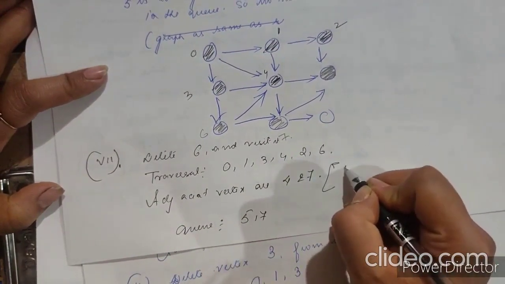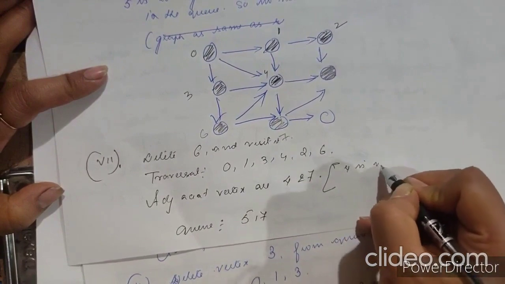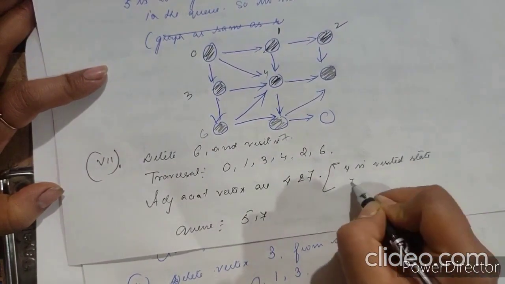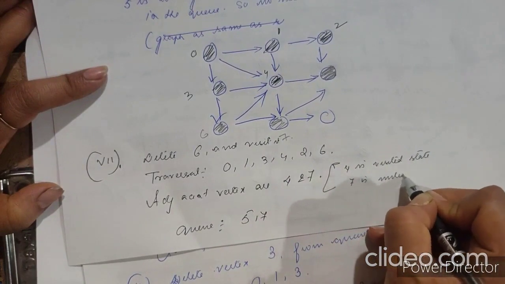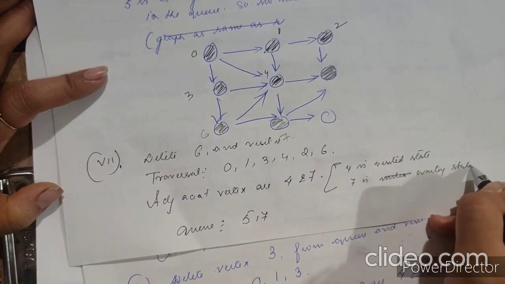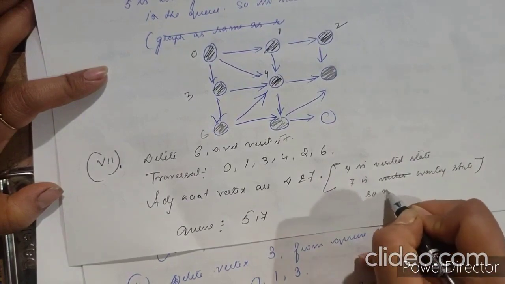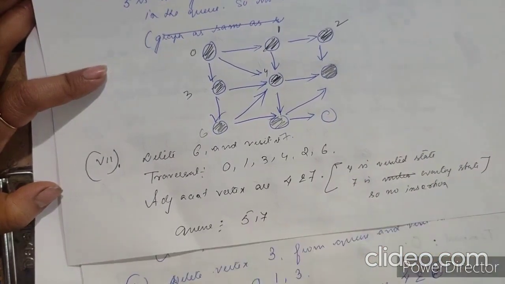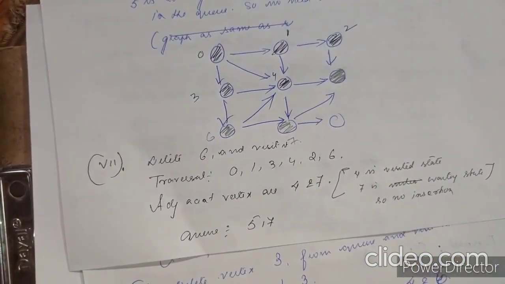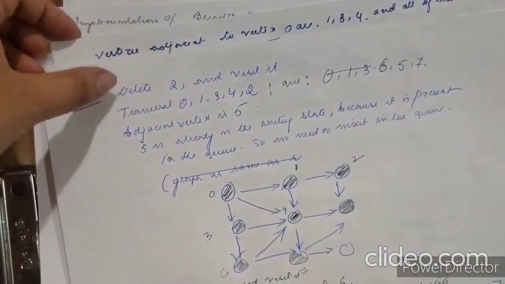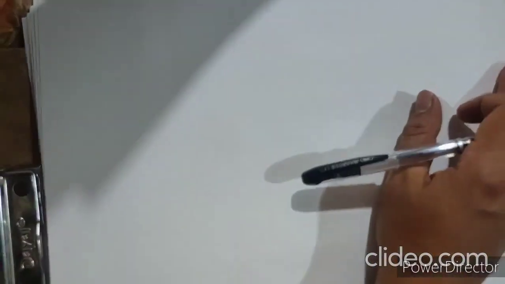Here 4 is in the visited state. 7 is in the waiting state. So no insertion. So Q will be 5 and 7. So how will the graph look like?